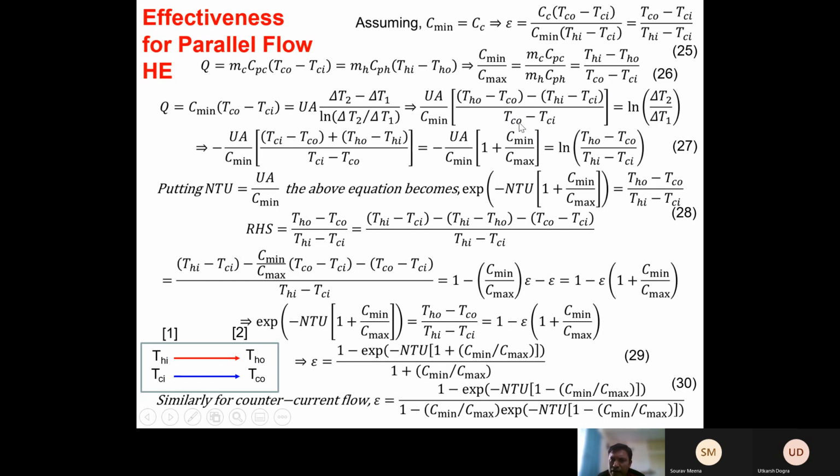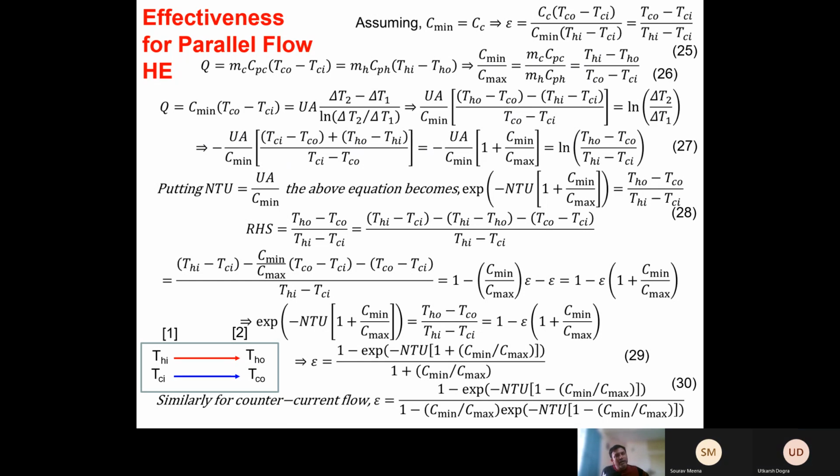So this I am flipping. After flipping I get TCI minus TCO. That's why this minus sign I have taken out here. Now this UA by C mean remains as it is. This TCI minus TCO is the same. So this becomes 1 plus THO minus THI divided by TCI minus TCO. This ratio is nothing but C mean by C max. So we can directly write THO minus THI divided by TCI minus TCO as C mean by C max. So this entire bracket becomes minus UA by C mean in the bracket 1 plus C mean by C max. Is it clear to everyone?